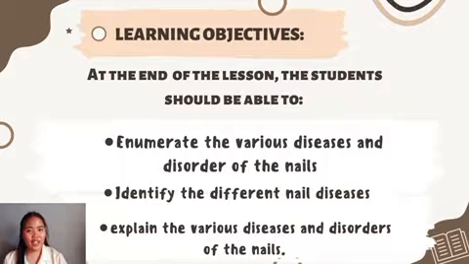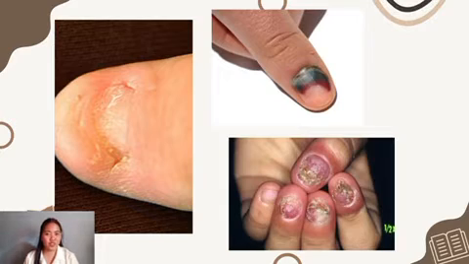So at the end of the lesson, the student should be able to, number 1, enumerate the various diseases and disorders of the nails, number 2, identify the different nail diseases, and number 3, explain the various diseases and disorders of the nails. So I have a picture here.